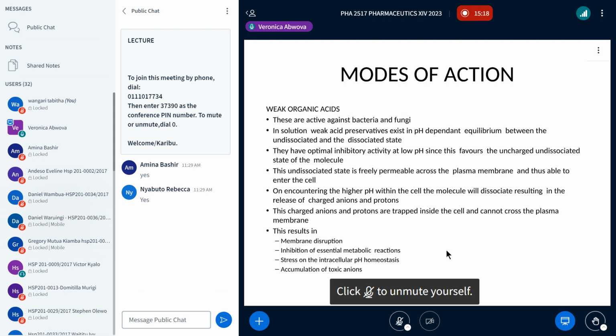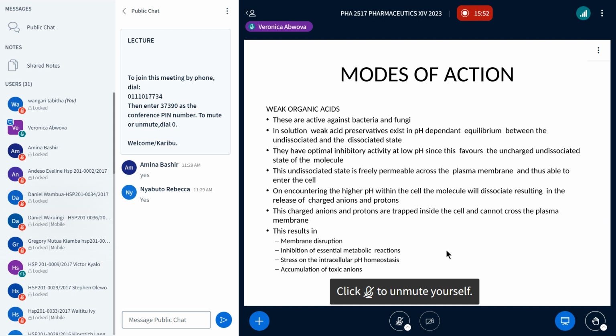So they have optimal inhibitory activity at low pH, since this favors the uncharged and undissociated state of the molecule. This undissociated state is freely permeable across the plasma membrane and thus able to enter the cell. Okay. On encountering the higher pH within the cell, the molecule will dissociate, resulting in release of charged anions and protons. The charged anions and protons are trapped inside the cell and cannot cross the plasma membrane.